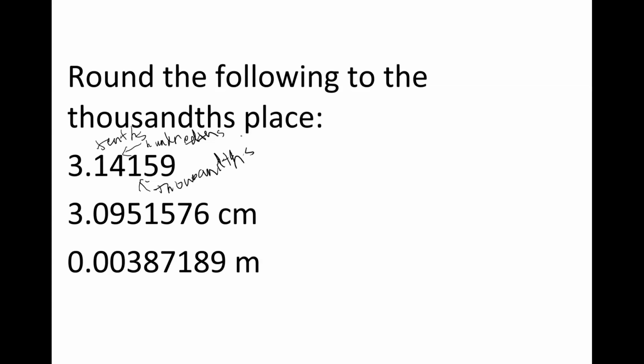From there, our rounding goes exactly the same. So we're going to round to the thousandths place. So the thousandths place is the last place I'm going to keep. The next value here is a 5 or higher, so I'm going to round that 1 up to a 2. So I'm going to get 3.142. On this next one, our thousandths place is 3 places, so that's our last value we're keeping. The next value is a 1, so I can round that to 3.095 centimeters.